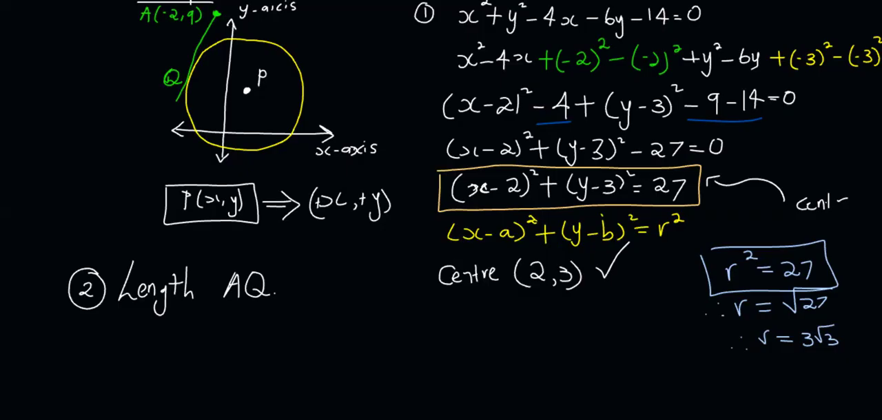So the first thing that you're going to do, since they want you to calculate the length of AQ, you want to draw AP. We'll say draw AP and AQ. So this is what you're going to do. We'll say draw AP and QP.